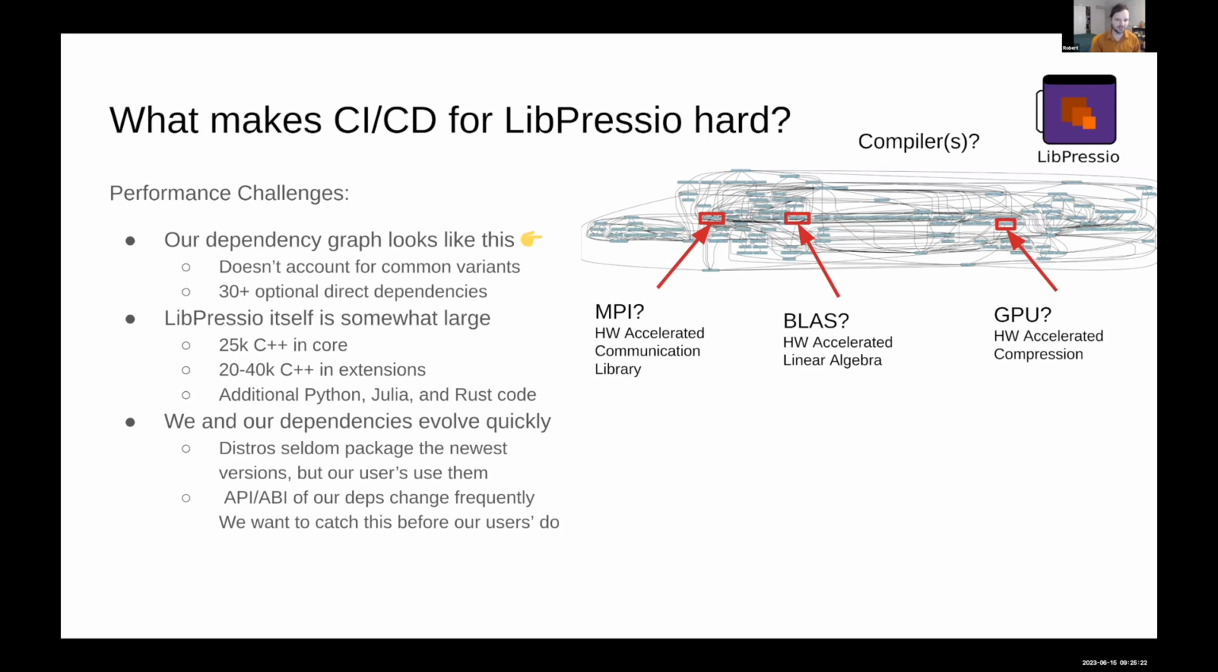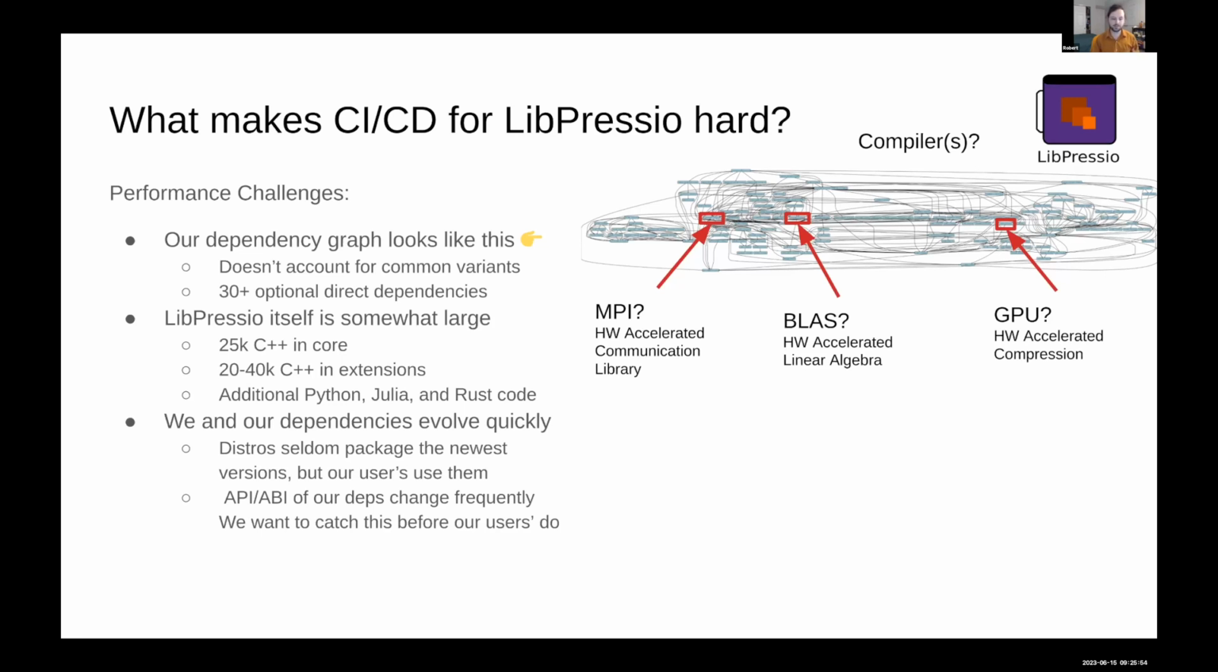In the scientific computing community, we frequently have these standard dependencies that have multiple implementations. So we may have multiple implementations of what we call MPI, which is a hardware accelerated communications library. We often have multiple implementations of BLAS, which are hardware accelerated linear algebra libraries. Depending on what platform you're running on, you have different GPU acceleration libraries, and all of those things potentially change the dependency graph that you have for the software you're building.